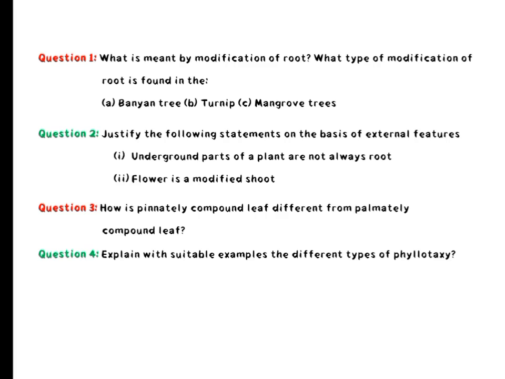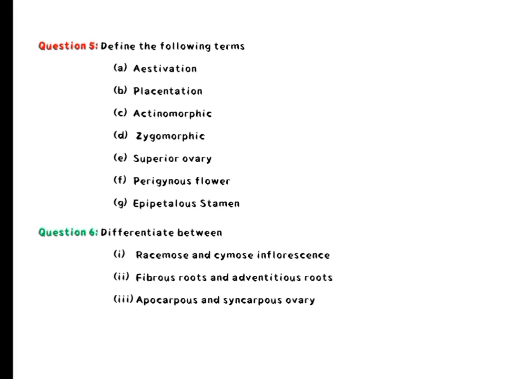Then question number 4: explain with suitable examples the different types of phyllotaxy. What is phyllotaxy? Then alternate phyllotaxy, opposite phyllotaxy, whorled phyllotaxy. Each phyllotaxy with one example. That's enough.